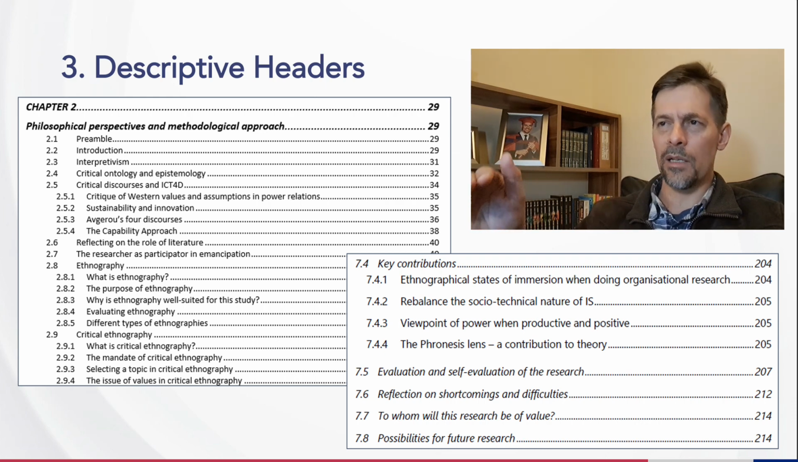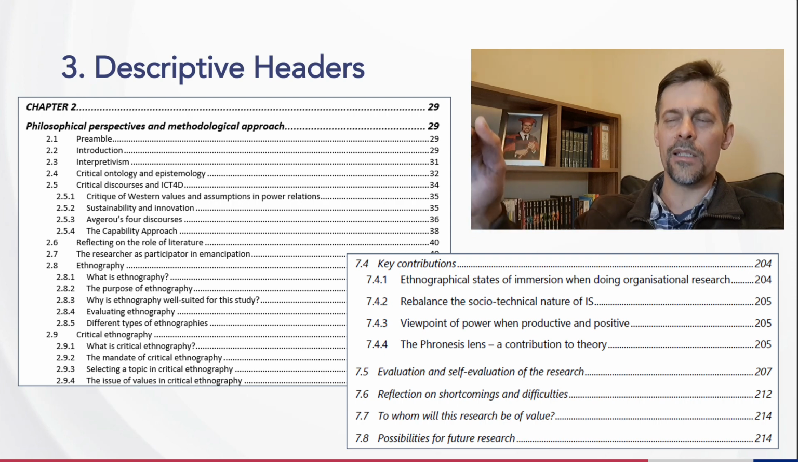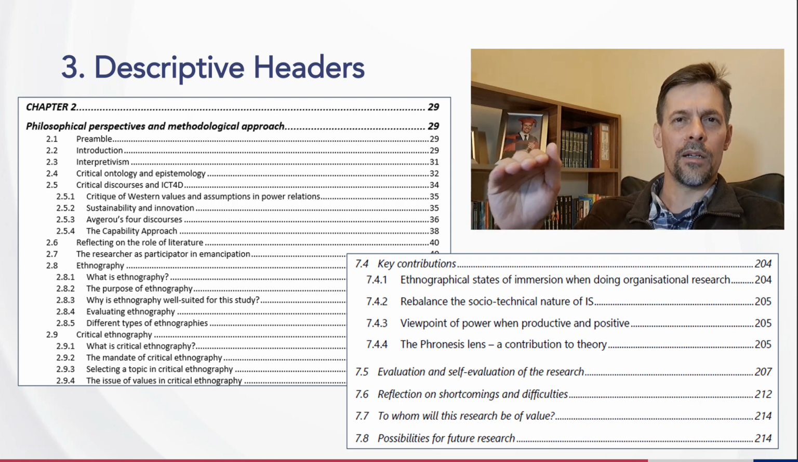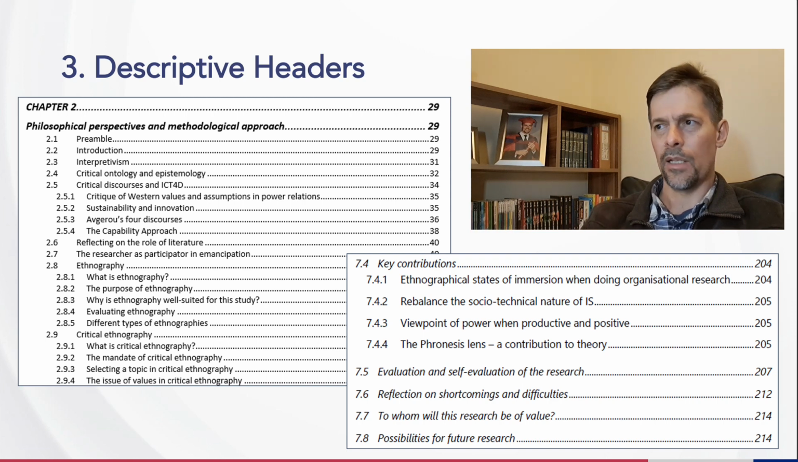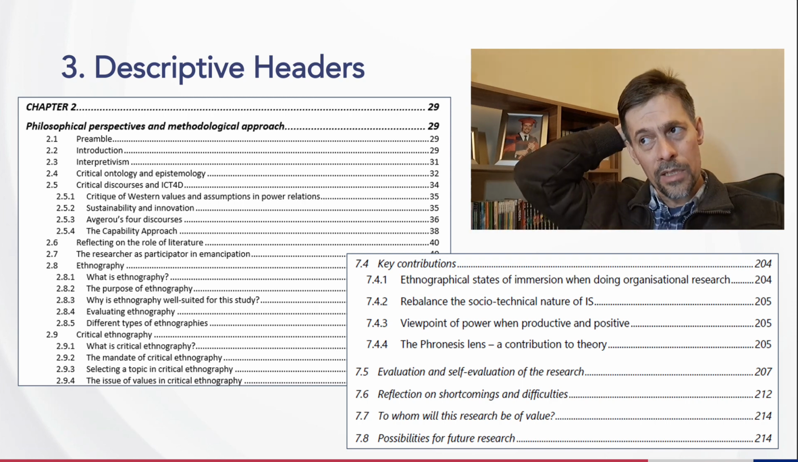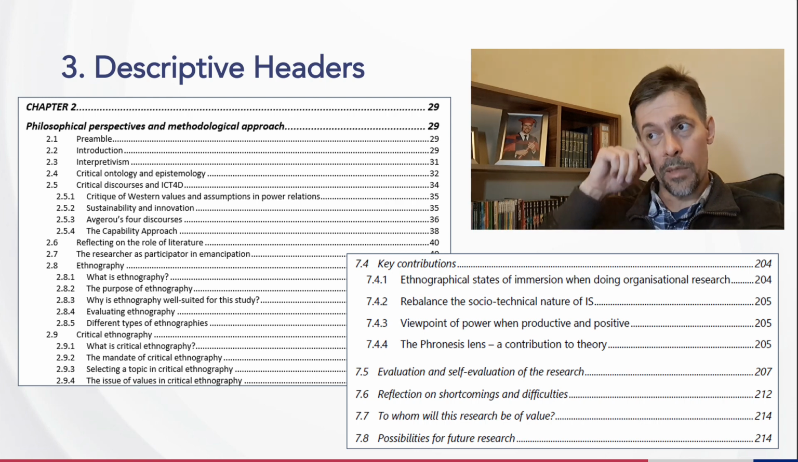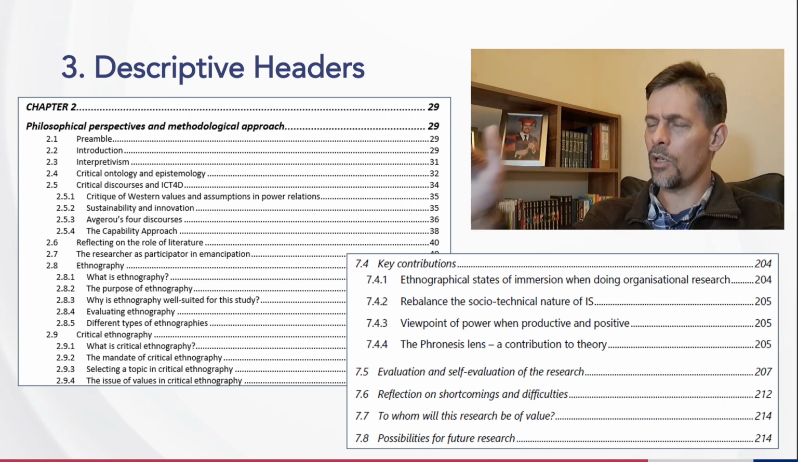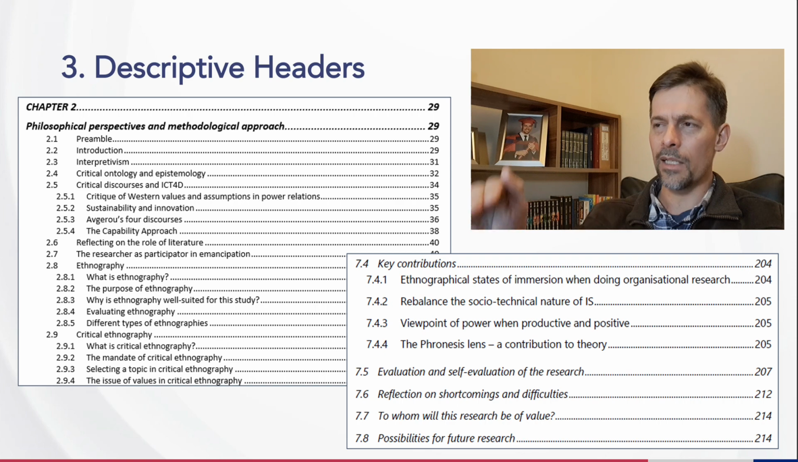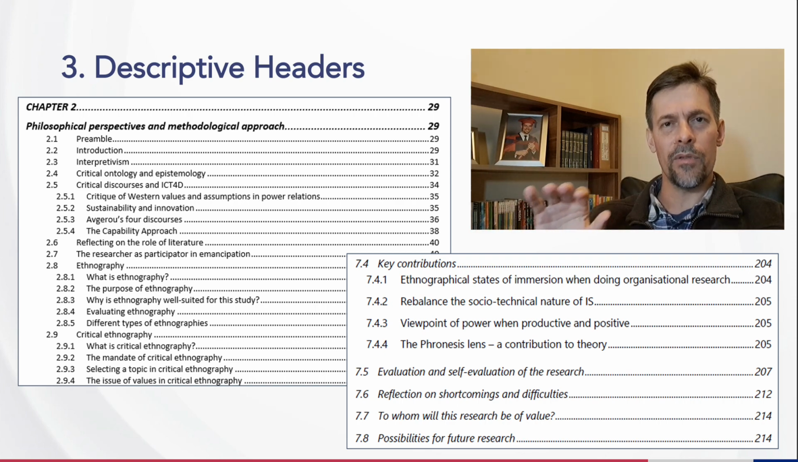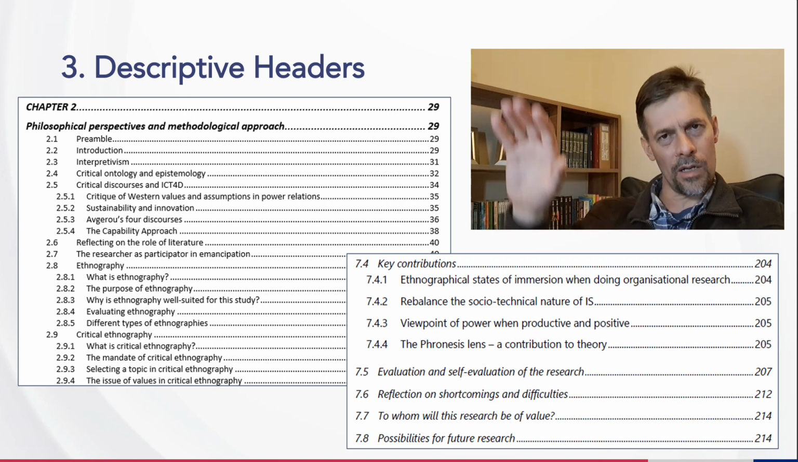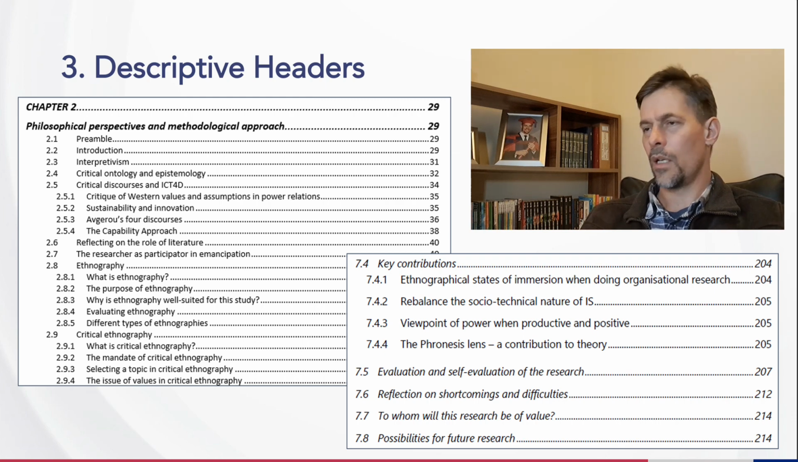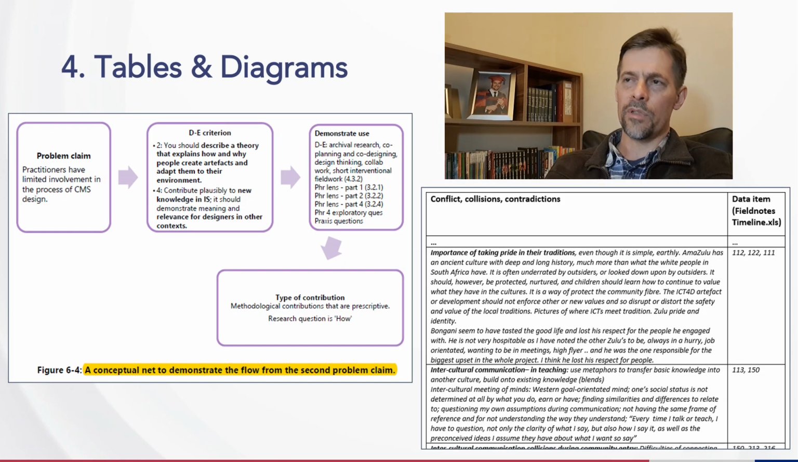By just reading the table of contents, you can see the flow of the argument through this chapter. The second example, which is chapter 7 of one of my PhD students, is the same: by looking at those headers, you can see the flow of the argument. So having descriptive headers can be very, very useful to help your examiner scan and follow the overarching flow of your thesis. The fourth suggestion is to use tables and diagrams.